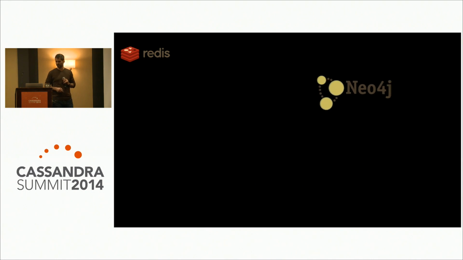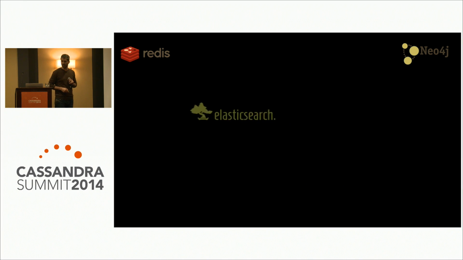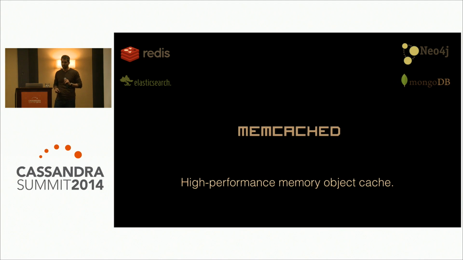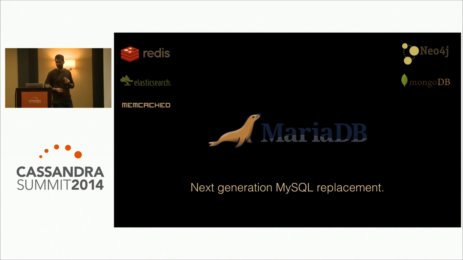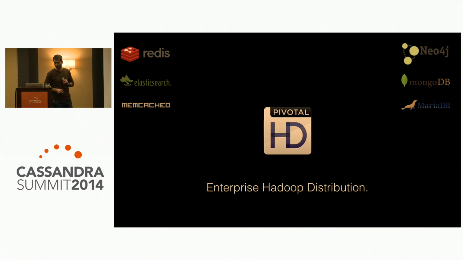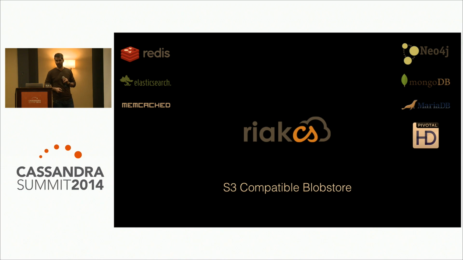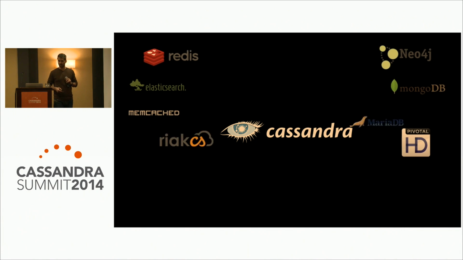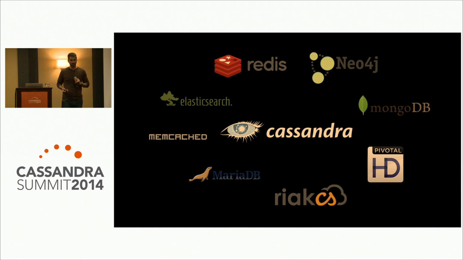Neo4j for graph database, Elasticsearch for full-text searching, MongoDB for a fast and easy NoSQL store, Memcache for caching, MariaDB for MySQL. We have our own services like our Hadoop distribution, PHD, Riak CS for a blob store, S3 compatible, and then of course Cassandra, highly distributed, write-heavy KV/column store. So these are the focuses of what we're going to be releasing with Pivotal CF. Some of these are already released, some of these are in progress right now with the London team.